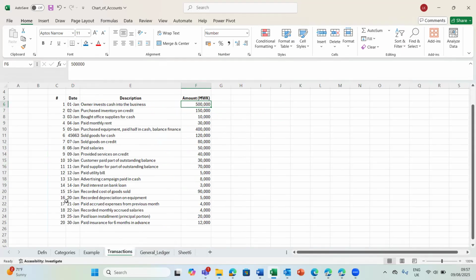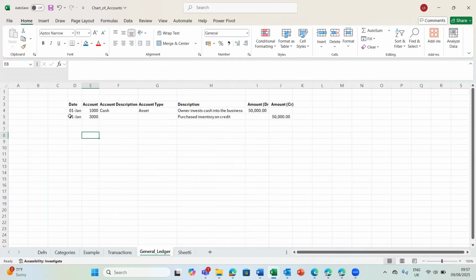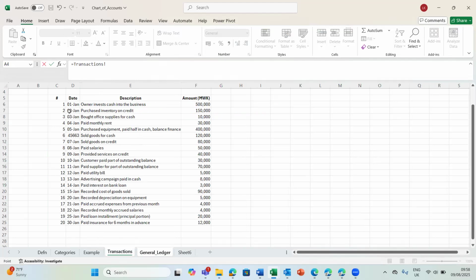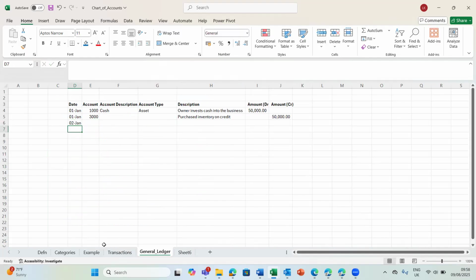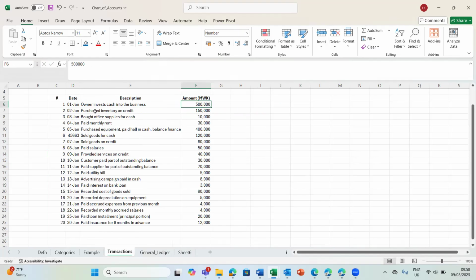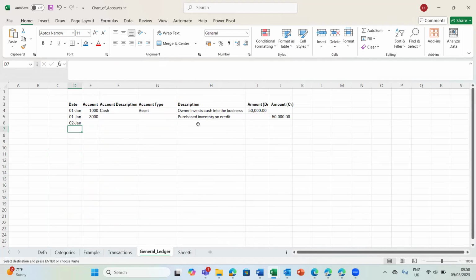So we have 20 transactions. So what I'll do is I'll do up to 10 transactions. And the rest, you can practice, right? So let's do the other transaction. When was that? The other transaction was on the 2nd of January. Okay. What did we do on the 2nd of January? We purchased inventory on credit.